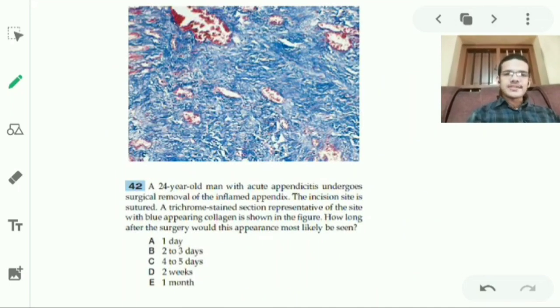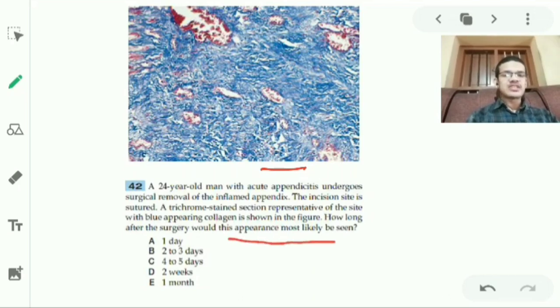So the next question, a 24-year-old man with acute appendicitis undergoes surgical removal of the inflamed appendix. The incision site is sutured. A trichrome stained section representative of the site with blue appearing collagen is shown in the figure. How long after the injury will the appearance mostly be seen?